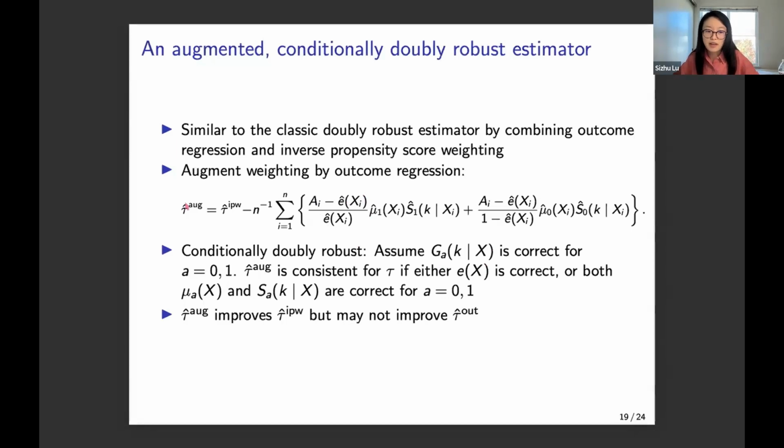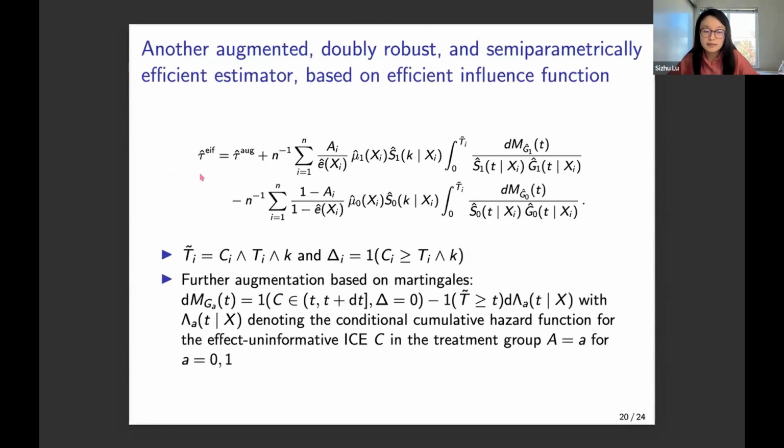In the paper, we have more details on that. We can show this augmented estimator improves the inverse probability weighting estimator, but it does not necessarily improve the outcome modeling. Moreover, it is conditionally doubly robust because we need to assume the censoring model is correct. So is there any way that we can make it robust to misspecification of this model? We proposed another augmented doubly robust and semiparametrically efficient estimator.